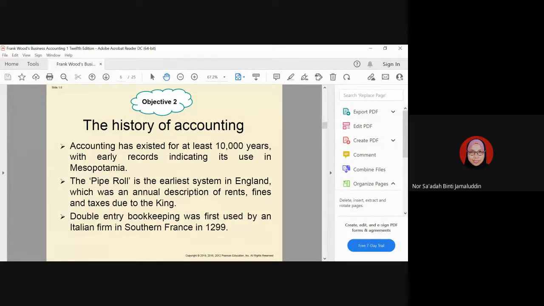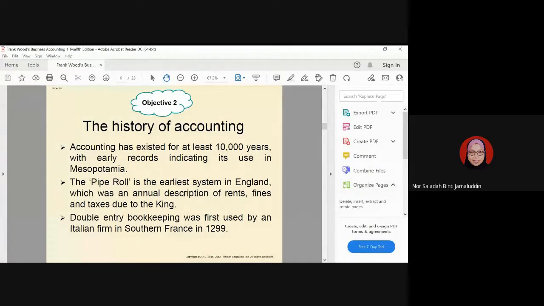This is a little bit on the history of accounting. You can add your knowledge on the history of accounting by reading the books lah.